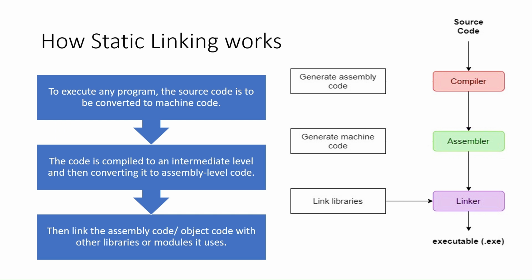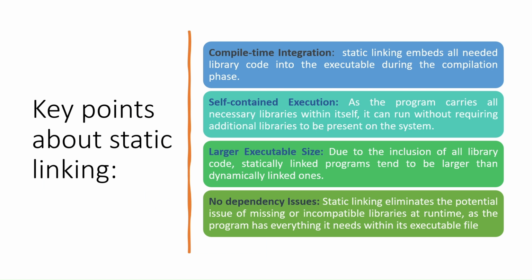Now, how does this static linking work? Given source code to a compiler, the compiler will produce the output in assembly code. Now the assembly language code will be given to the assembler, and the assembler is going to produce the object code. The linker links the object code with other libraries to produce executable code. The executable file will be used by the loader to place in memory for execution.